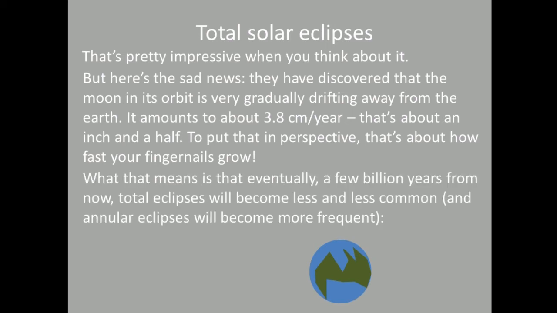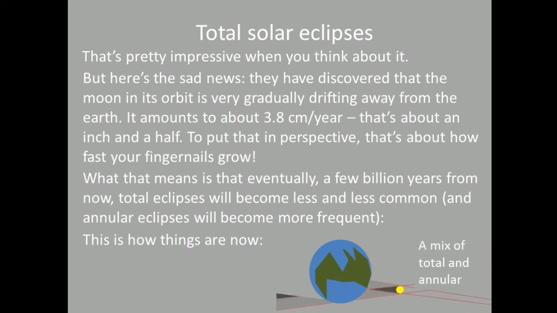What that means is that eventually, a few billion years from now, total eclipses will become less and less common, and annular eclipses will become more frequent. This is how things are now. A good mix of total and annular eclipses.